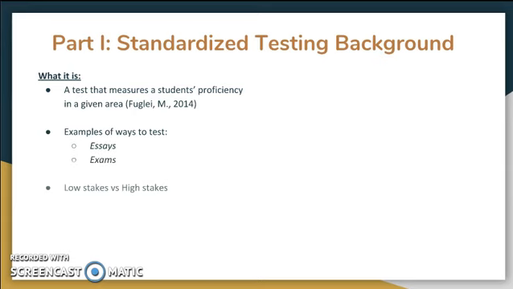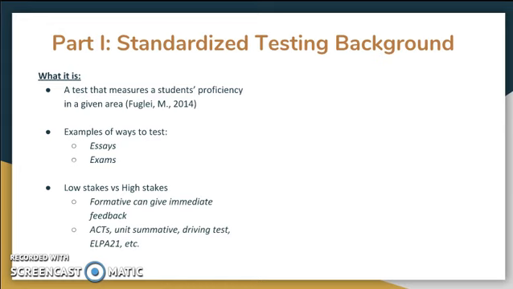Next is low-stakes versus high-stakes testing. The difference between these two tests is the result. Formative assessment, such as a thumbs up or thumbs down, can give immediate feedback, whereas high-stakes testing usually results in consequences that can take great effect. For example, scoring low on the ACTs can affect college admission. Other examples include driving tests for a license and the ELPA 21 to determine English supports needed for ELL students.